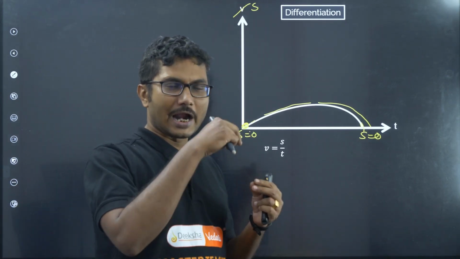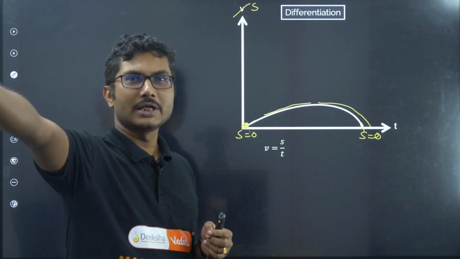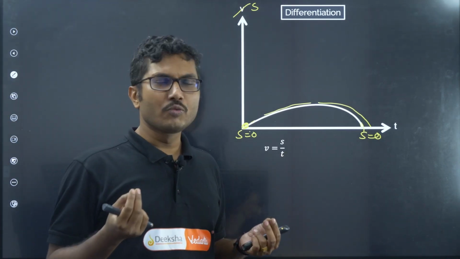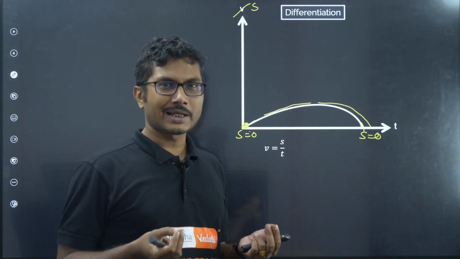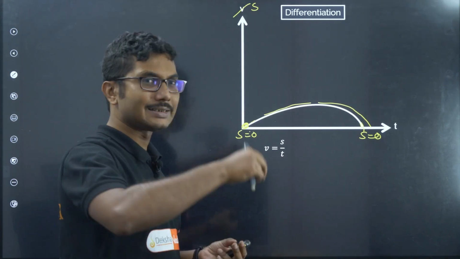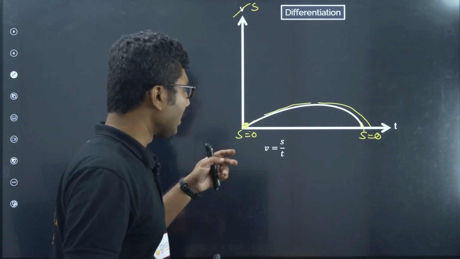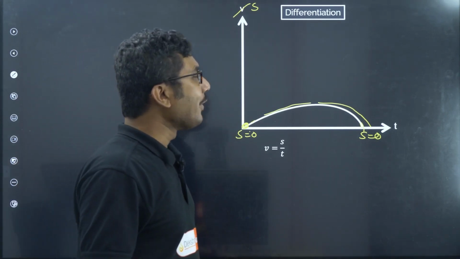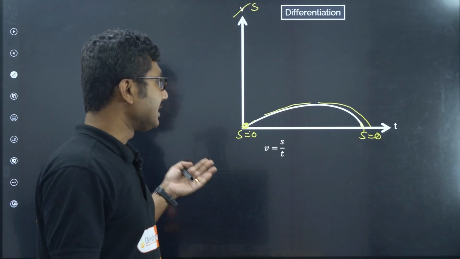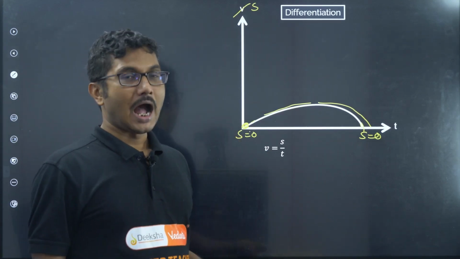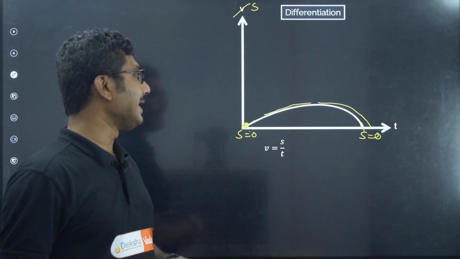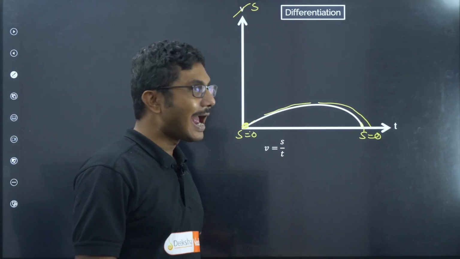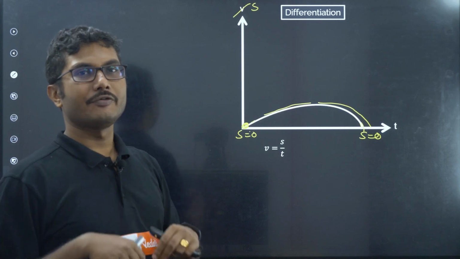Or for example, you start from your home, you go to your college, then again you come back home, and your net displacement is 0. But have you not moved from your house? Not correct. You have moved through space and time, right? So at any instant, how rapidly its displacement is changing with time is calculated using differentiation.